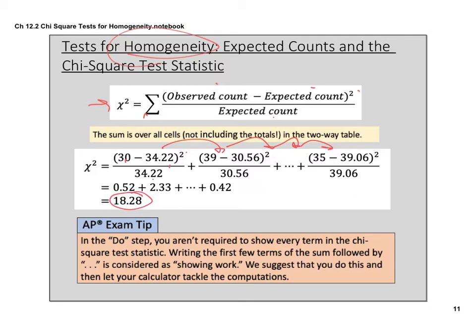So it says in the do step, you don't have to show every single term in the chi-square test statistic. That's not realistic. So notice right here, they showed 1 and 2, and then they did the plus and then an ellipsis, and then they did the last one. Just show a couple of them. I've seen where they even only show 2 of them. You don't have to show every single one, okay? So if you write the first few terms and sum followed by the ellipsis, that's considered showing your work. So we suggest you do this and let your calculator tackle the computations, because the more you try to enter into your calculator, the more chance you have of making a mistake. So you don't want to do that.